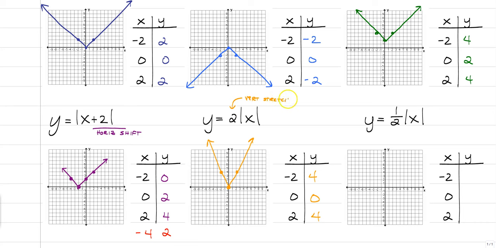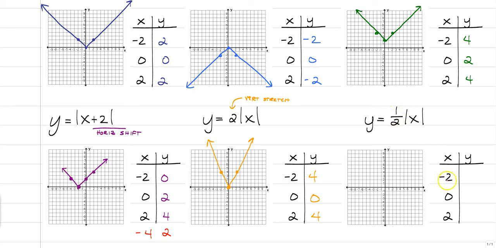Now, you're going to hear the terminology narrow. It is more of a narrow V, but it's not because we squished it horizontally. It's because we stretched it vertically much faster. Okay? And the opposite of that would be a vertical shrink, or it's still a vertical stretch. It's just stretched or shrunken because it's a fraction.